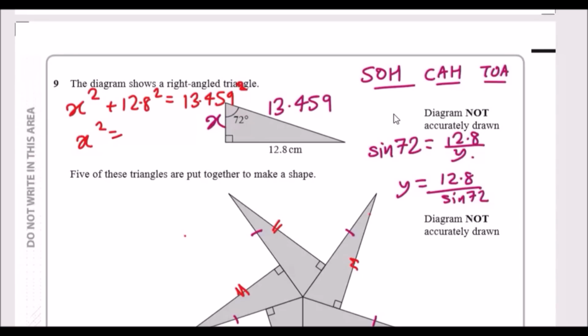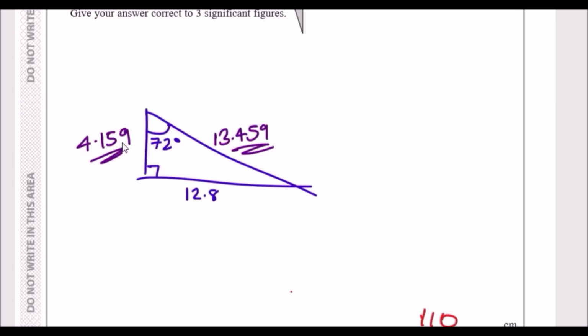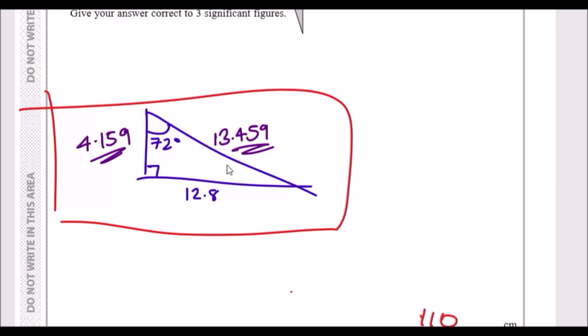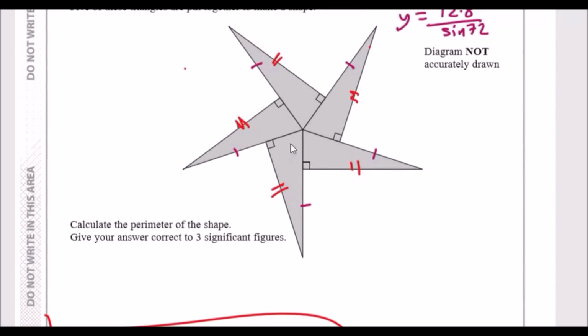So you get all that information minus 12.8 squared. Smash this in the calculator and then square root the answer, and you should get 4.159. Okay, so I'm going to use this triangle here just to speed time up a bit. Now let's go back to the main information here.